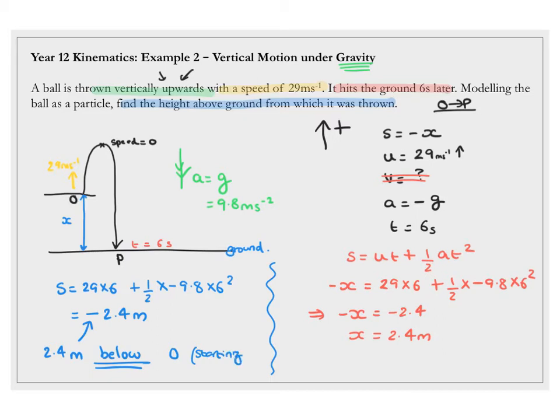So remember, at the very beginning of this question, we identified that up was positive, which means down is negative, and this allows us to interpret positive and negative results accurately.